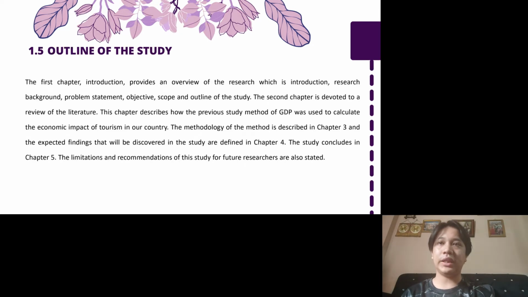For the outline of the study, we basically know that this research consists of 5 chapters. The first chapter, Introduction, which is an overview of the research. The second chapter, literature review, and the third chapter was methodology, and the fourth chapter was the expected finding, such that the result that we should get from the research, and lastly conclusion, such that we're going to discuss and conclude our research.